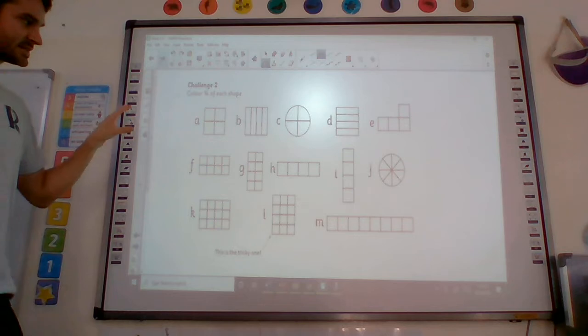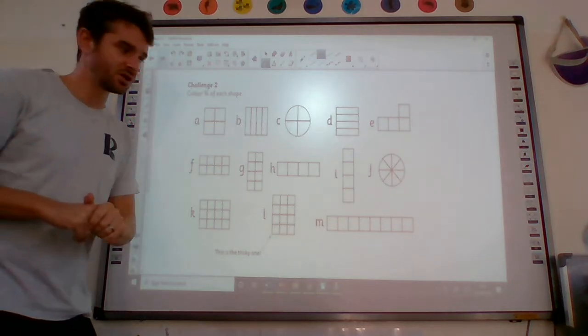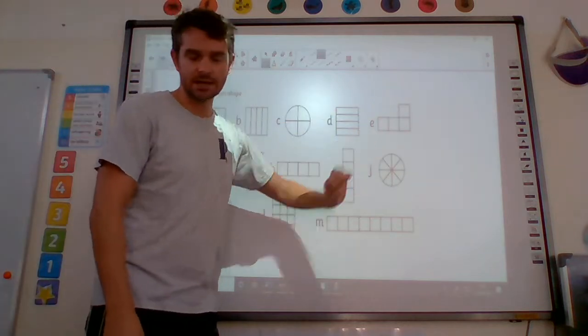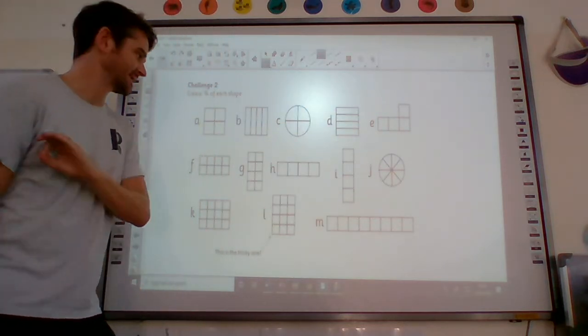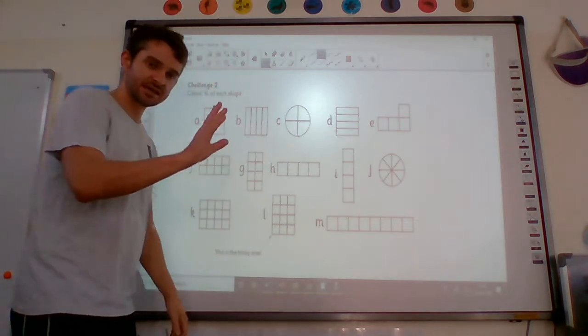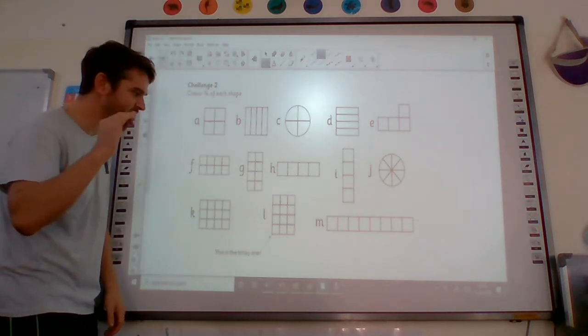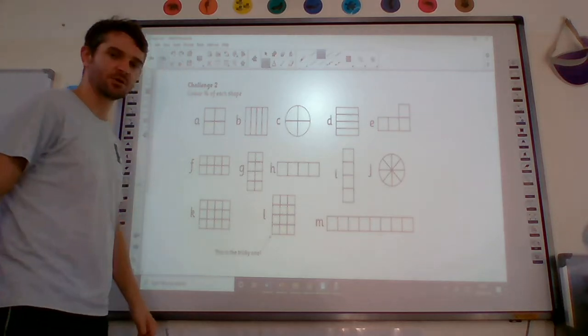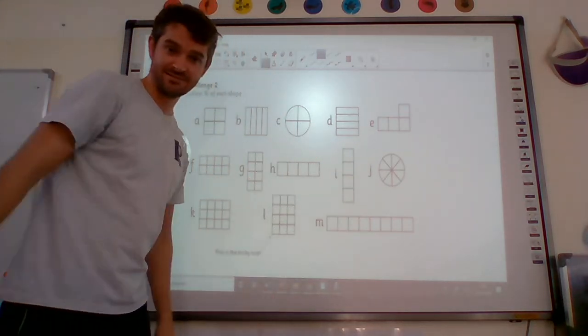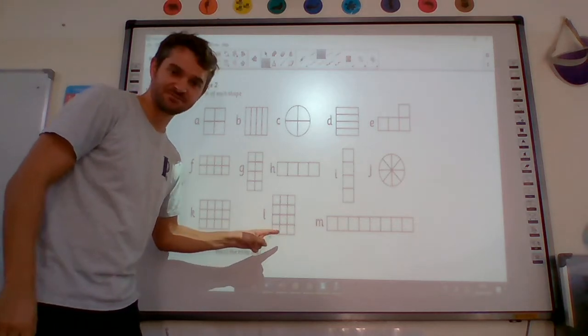Challenge 2 looks like this. Colour 3/4 of each shape. It's really, really easy when there are 4 sections to the shape. But it does get trickier when you've got more than 4 boxes. Think carefully, and today I've even written, this is the tricky one. I'll give you one more clue for this. This is the tricky one.